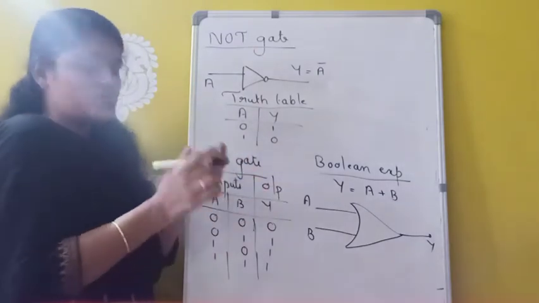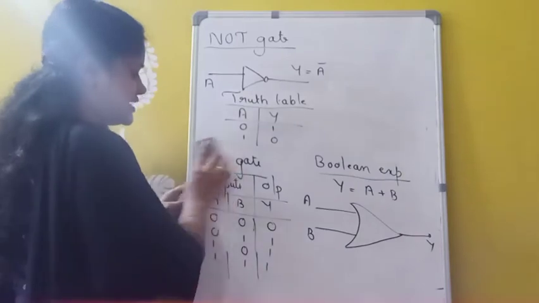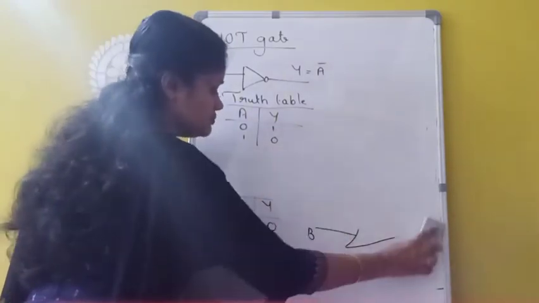So these are the three basic logic gates. Now the two universal gates come. What are the two universal gates? NAND and NOR.